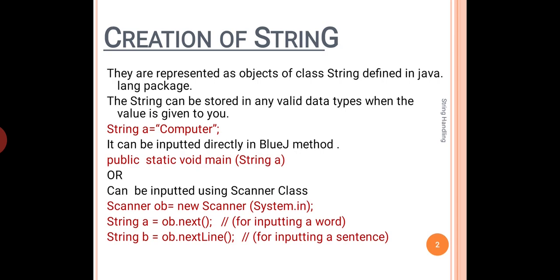Now there are two basic methods of input allowed in the ICSE board. The first one is the BlueJ method, and the example is given here: public static void main, and within the brackets we can just write down String a. Or we can input using the Scanner class. As you can see, I have given two examples for that. String a is equal to ob.next(), which is mainly used when we have to input a single word like computer or food, and ob.nextLine(), which is mainly used for inputting a sentence. This is a big school.